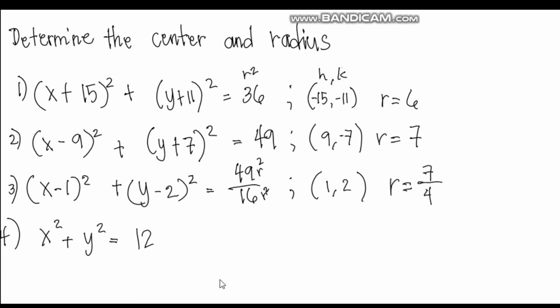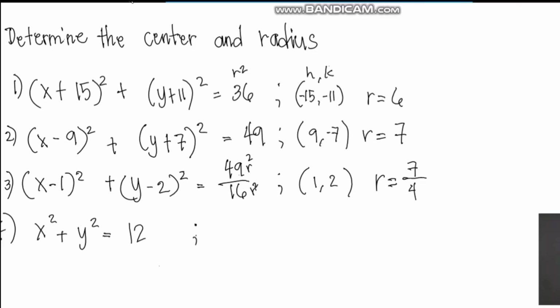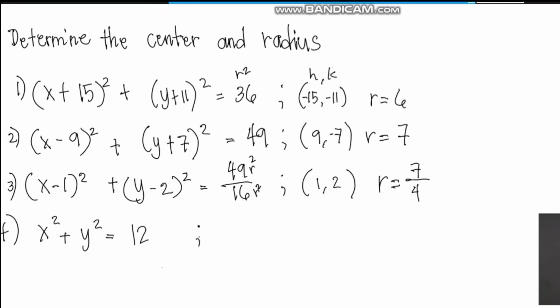So, ang sagot, we have the center 1, 2, and then we have the radius 7 over 4. Okay, last one, x squared plus y squared equals 12. So, pansinin nyo siya, from example 1 to 3, may kasama si x saka si y na h and k na number. Pero dito, ang given lang sa number 4 ay si x squared and y squared lang. It means na ang center niyan ay 0, 0. Or, ang center natin ay nasa origin. So, ang center natin ay 0, 0.